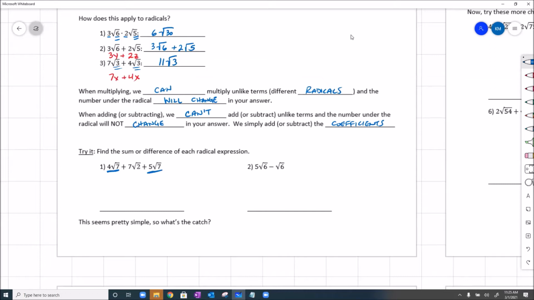So 4 radical 7 plus 5 radical 7 gives us 9 radical 7. We have 7 radical 2. It doesn't have any like terms with it, so we just keep it that way. Okay.